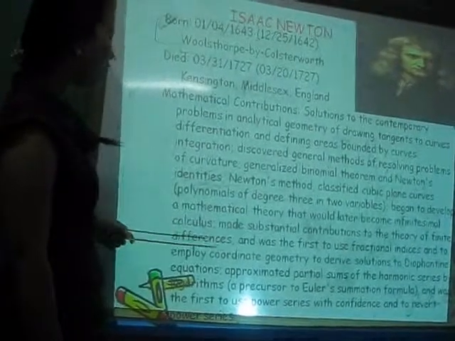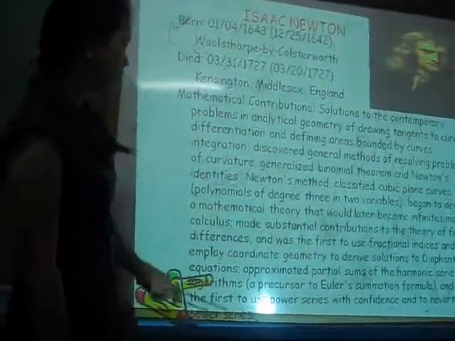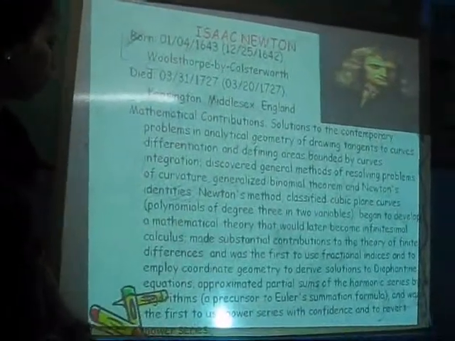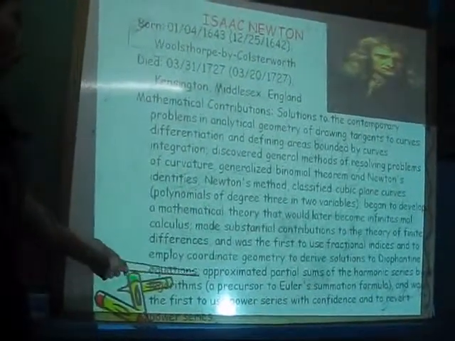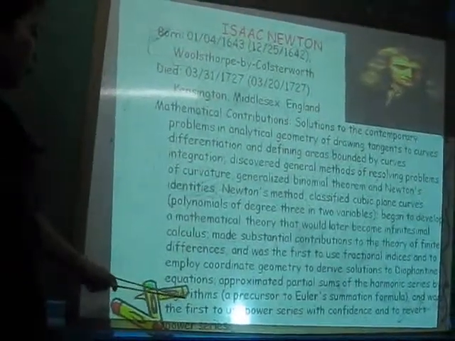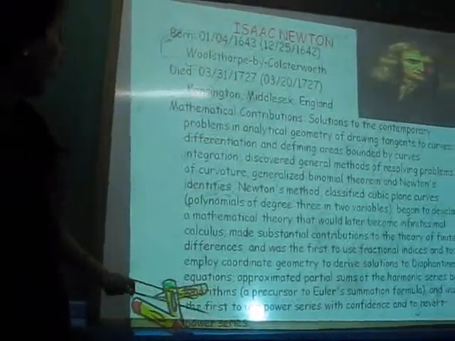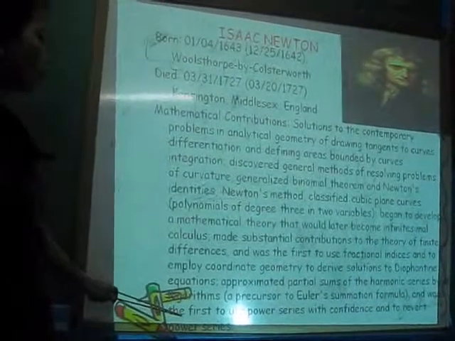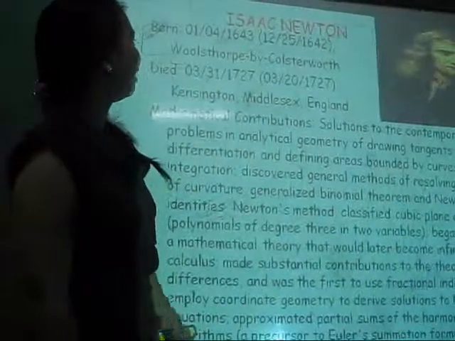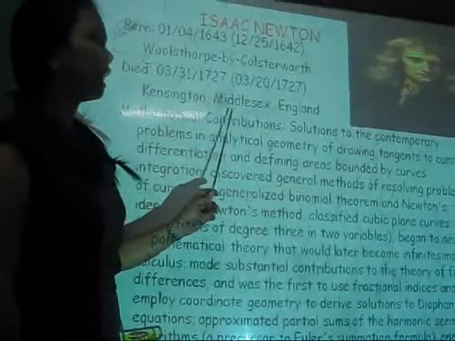to the theory of finite differences, and was the first to use fractional indices and to employ coordinate geometry to derive solutions to Diophantine equations, approximated partial sums of the harmonic series by logarithms, a precursor to Euler's summation formula, and was the first to use power series with confidence and to revert power series. He died on March 31, 1727 at Kensington, Middlesex, England.